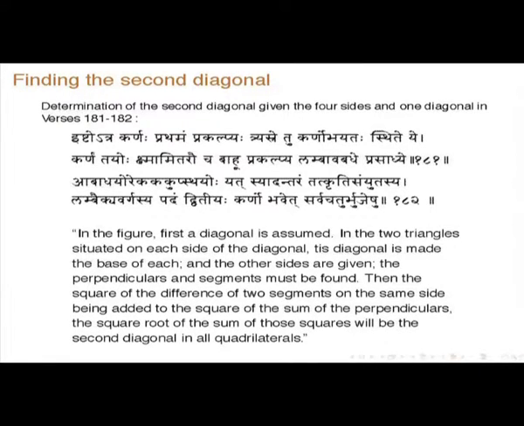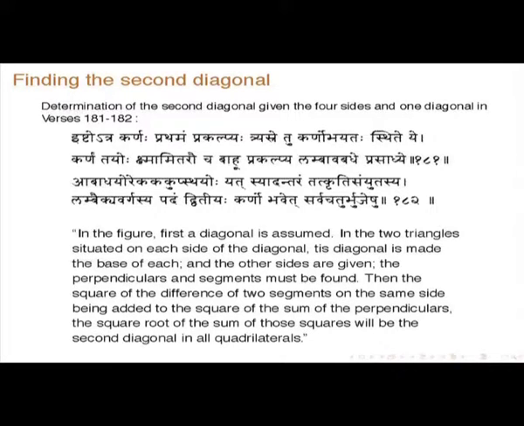In all these quadrilaterals, what do you do? First a diagonal is assumed, one diagonal. In the triangle situated on each side of the diagonal, the diagonal is made the base of each, and the other sides are given. So the perpendiculars and segments must be found.